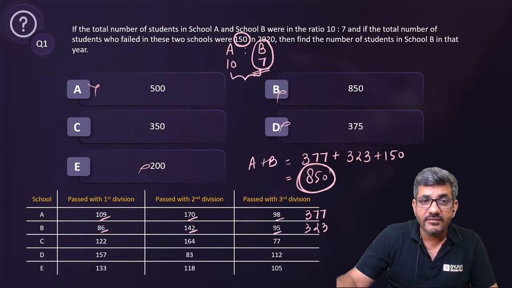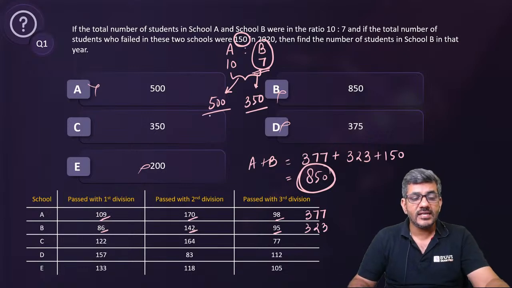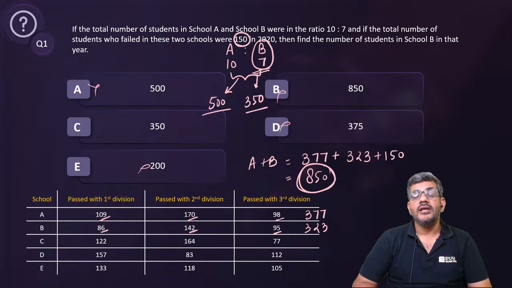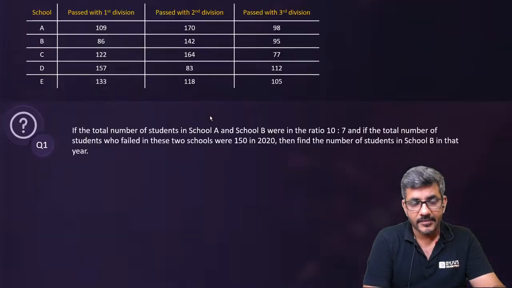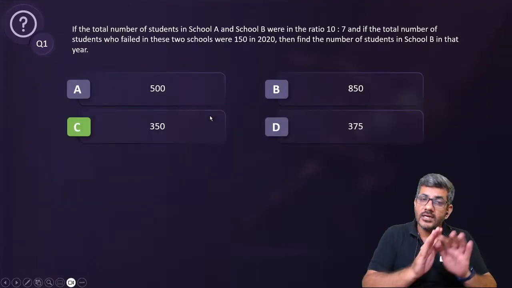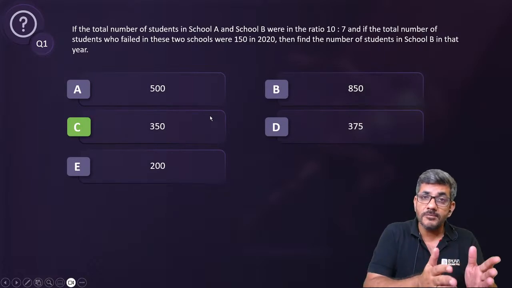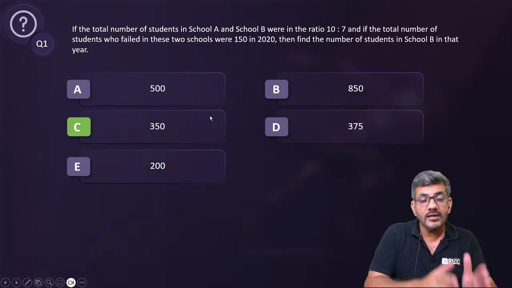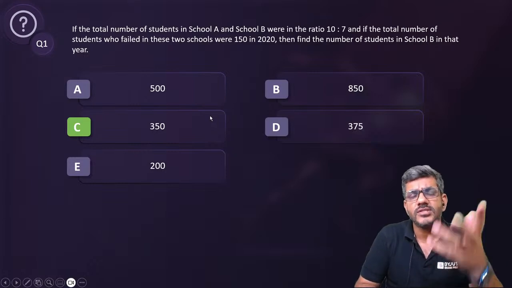850 को आप 10:7 के रेशियो में डिवाइड करो. This number will come out to be 500 and this number will come out to be 350. So the number of students in section A is 500 and number of students in section B is equal to 350. That way also we got the answer as option C. I hope you got the solution, you got the shortcut as well. Both of them are important from the exam's perspective. If these kind of options are there, you should be answering 350 within seconds. If these kind of options are not there, then also you should be answering it within a minute, because it just is based upon some of the numbers.